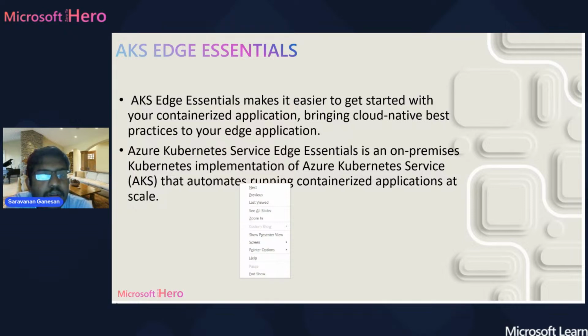Okay, so if you see how this AKS Edge Essentials makes it easier to get started with container applications, it is also used to bring cloud native best practices to your edge applications. AKS Edge Essentials also includes a Microsoft supported Kubernetes platform that includes a lightweight Kubernetes distribution with a small footprint and simple installation experience, making it easy to deploy Kubernetes on a PC or any light edge hardware. Also, Azure Kubernetes Edge Essentials is an on-premises Kubernetes implementation of Azure Kubernetes Service that automates running containerized applications at scale.